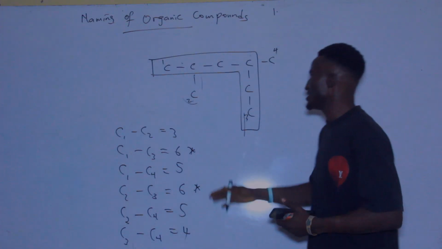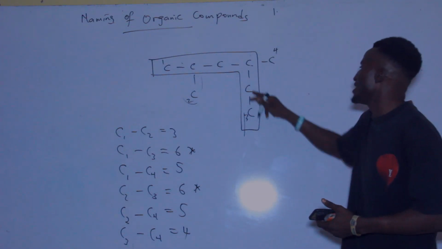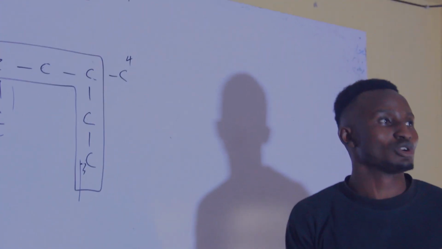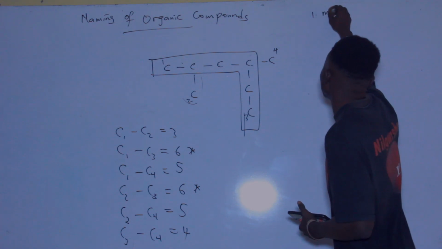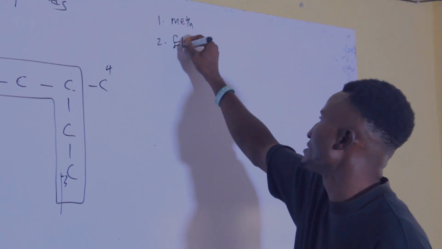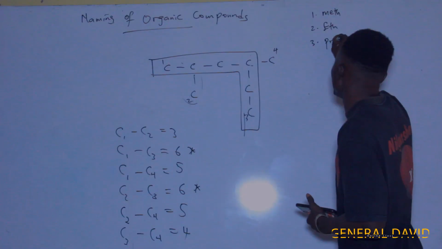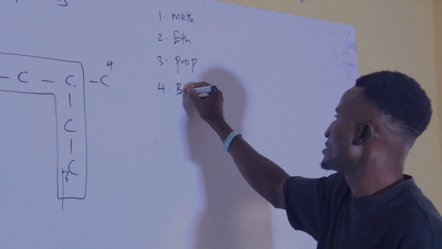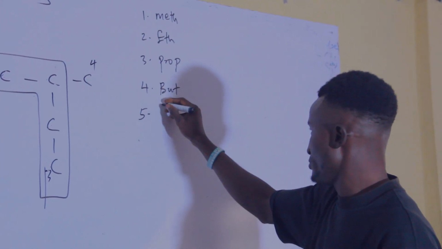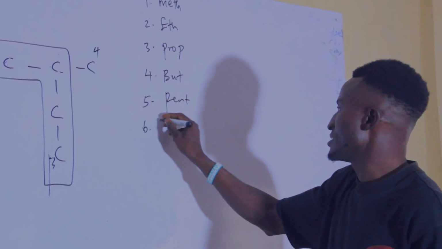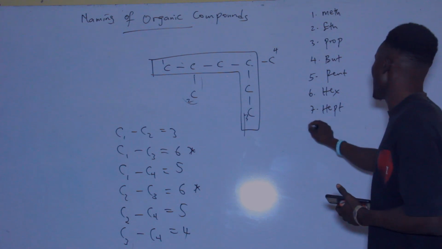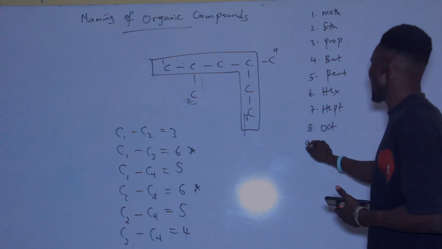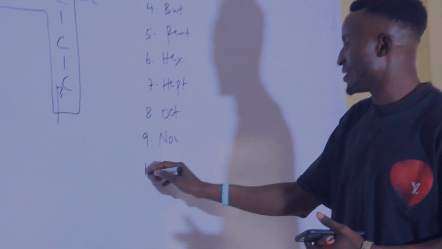And don't forget, it is 1, 2, 3, 4, 5, 6. And 6 under the homologous series is what? It is hex. Don't forget that 1 is meth, 2 is eth, 3 is prop, 4 is but, 5 is pent, 6 is hex, 7 is hept, 8 is oct, 9 is non, and 10 is dec.